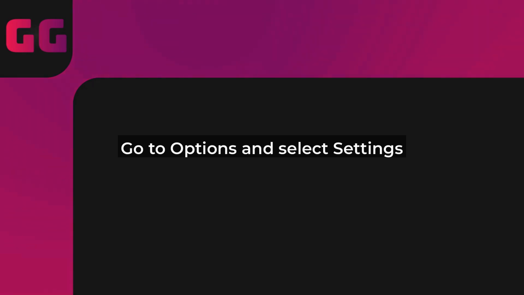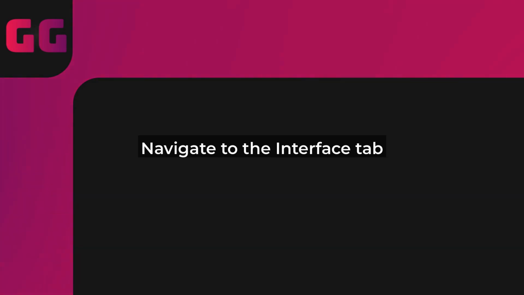Now, click on the Options menu at the top of the window. From the drop-down, select Settings or Preferences. Depending on your current language, it might be labeled differently, but look for the gear icon if you're unsure. This opens the Settings dialog box.